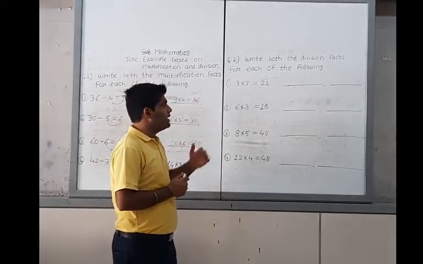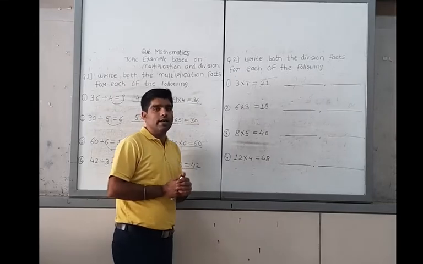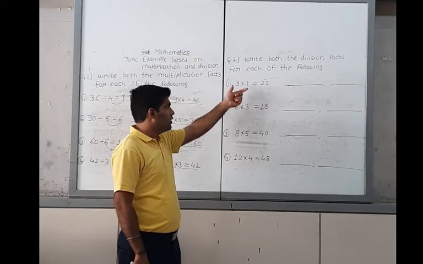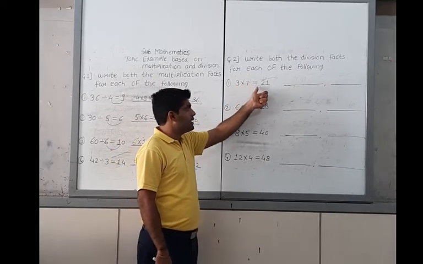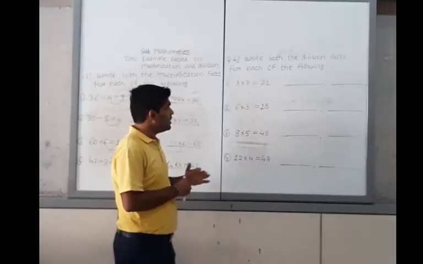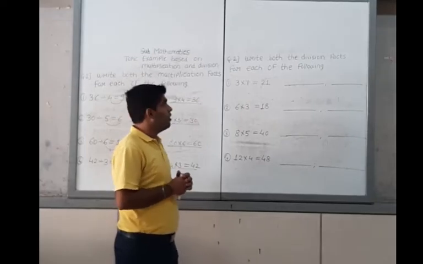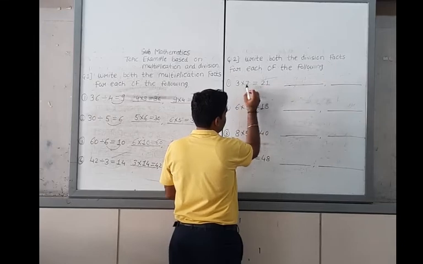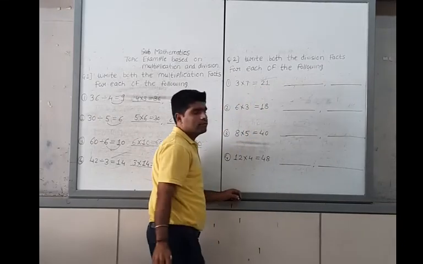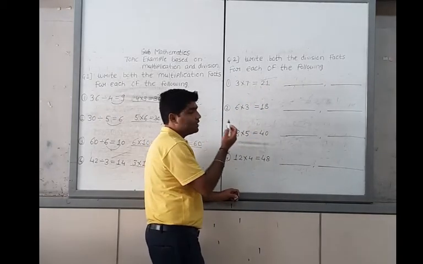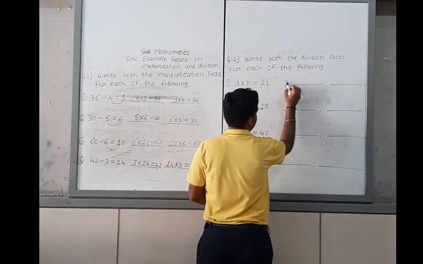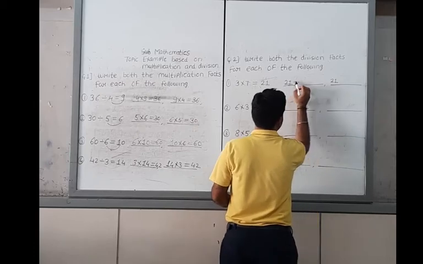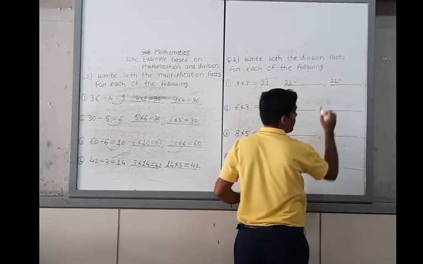Same question: write both the division facts. It means that this example is reciprocal. This is our 3 multiplied by 7 is equal to 21. Write both the division facts of the following example. Now see, first of all, 3 multiplied by 7 is equal to 21. By using the division fact, first of all we have to divide by 21. This is our 21, and this is the division fact.